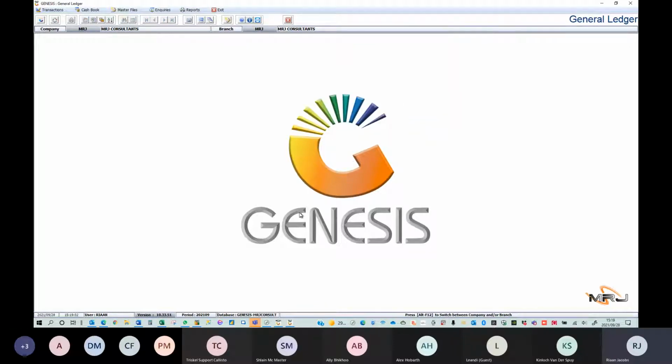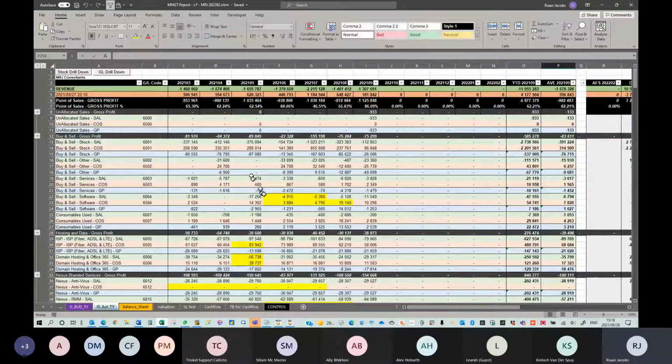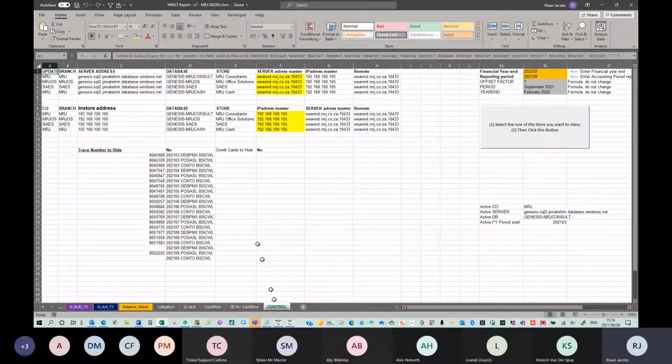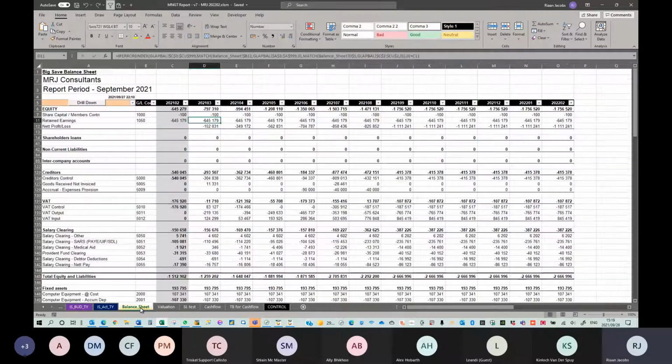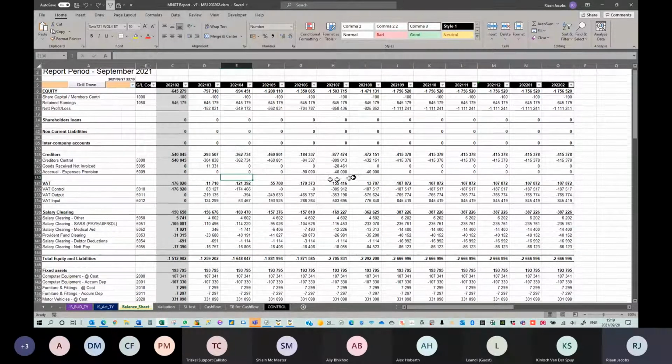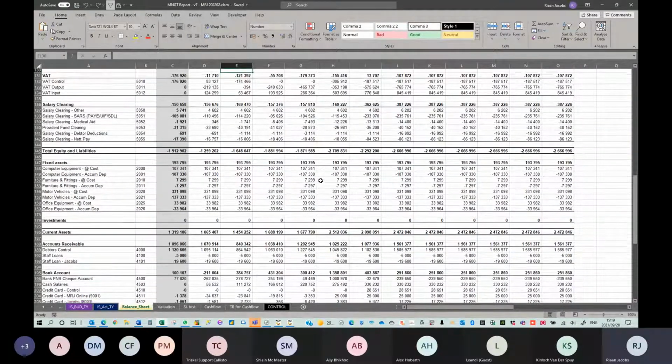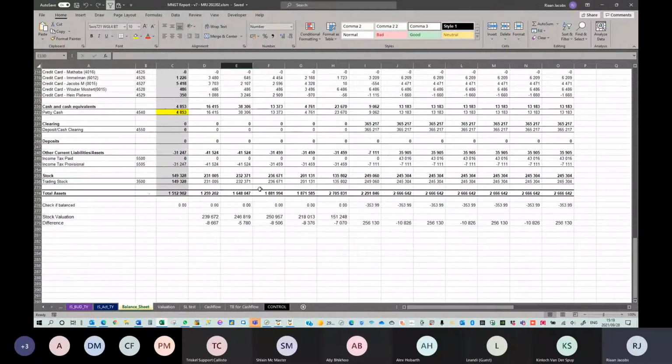I want to show you something that we build, a spreadsheet. With Genesis, because Genesis is SQL based, we can actually connect into the database. We normally put a sheet called control, and we put the settings in here. If I click which database I want to connect to and hit this button, it will connect to the database and do a refresh. Because it's Excel, it can come back. Then I've got a typical example of a balance sheet. It will populate all the fields straight out of Genesis into my balance sheet.